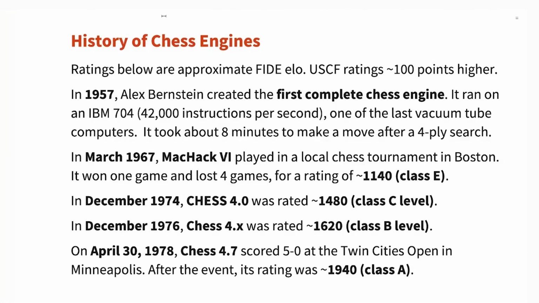Going down to '67, we have Mac Hack 6 getting a rating at a chess tournament of about 1140, Class E. So that's someone who's maybe not completely a casual player, but a weak club player. Moving on to 1974, Chess 4.0, it's moving up, 1480, '76, 1620, '78, Chess 4.7 scored 5-0 in the Twin Cities Open in Minneapolis. After the event, its rating was about 1940. It's called Class A. That's quite a good player, actually. That would beat most people.